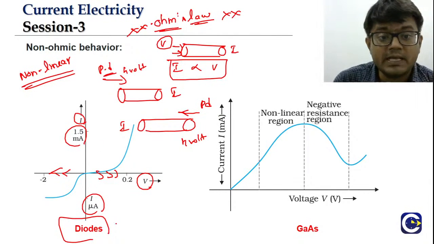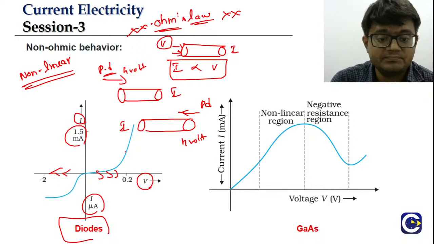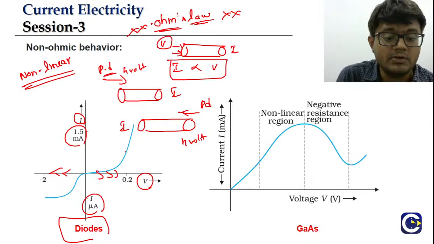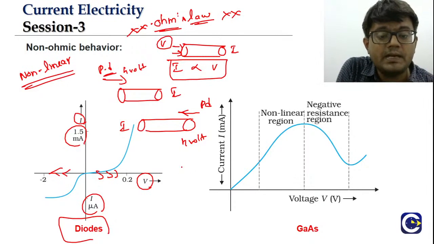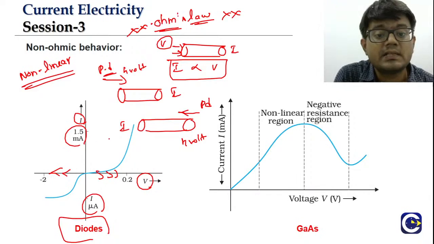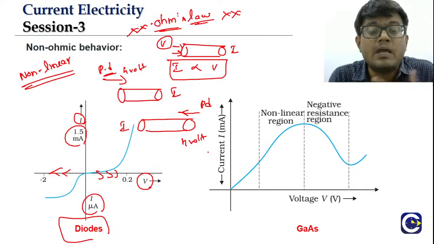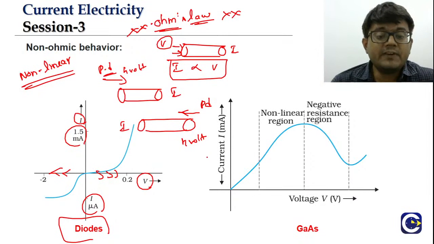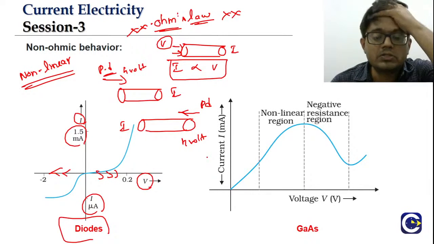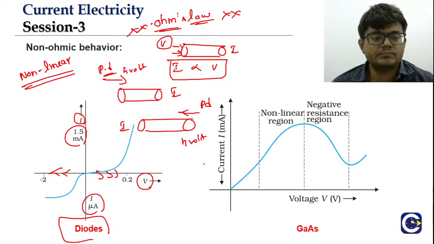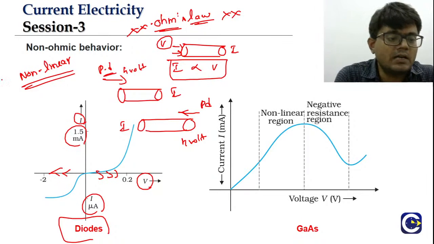But in this device, the diode, it is not like that. We will understand in detail why this happens when we study the diode concept. Here it is just the behavior. When we apply potential in one direction, we get current in the range of milliamperes. In the opposite direction, the current comes in microamperes. The reason we will discuss when we go to the diodes concept. But this is a non-ohmic behavior. First, it is non-linear.